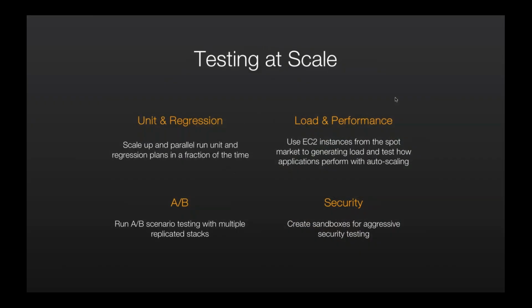So now let's talk about testing at scale. There are different kinds of testing. There's unit and regression testing. There's A/B testing, where you're testing which version of your app performs better. There's load and performance testing, where you see how your application performs and how well it works under heavy load. And then there's security testing. So instead of doing testing after the fact, you build security testing into your CI/CD pipeline.